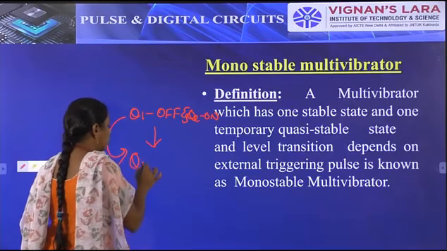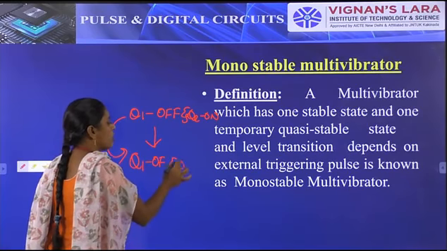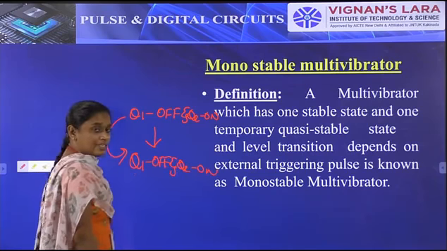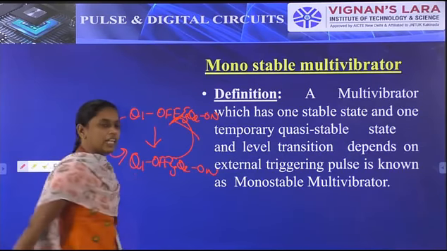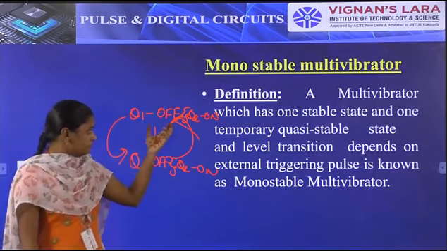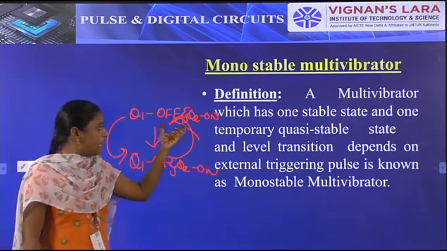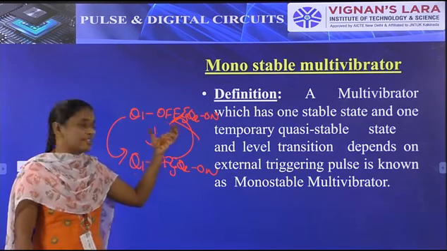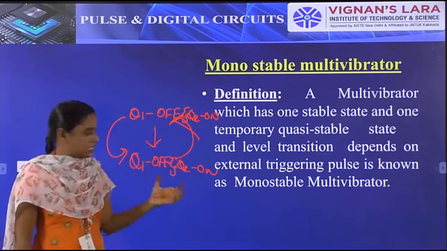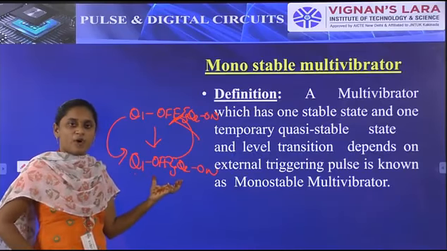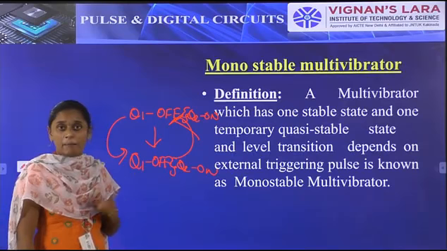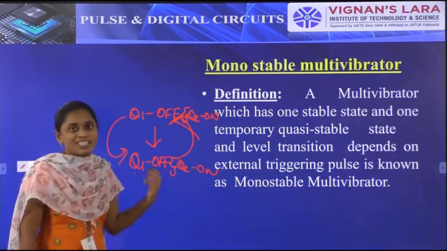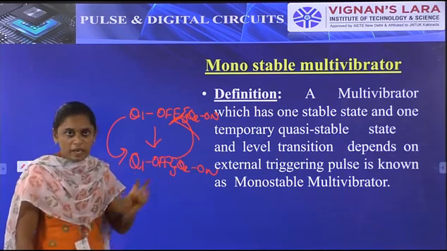So in this stage it goes to the quasi-stable state. After some time it moves to the previous state without any triggering pulse. For changing from the stable state to the other state, we apply triggering pulses. But for the transition from the quasi-stable state to the normal state, we don't apply any triggering pulse. After a predetermined time, it moves to the previous state. Why? Because here we use capacitive coupling. So that is the major thing about this one.